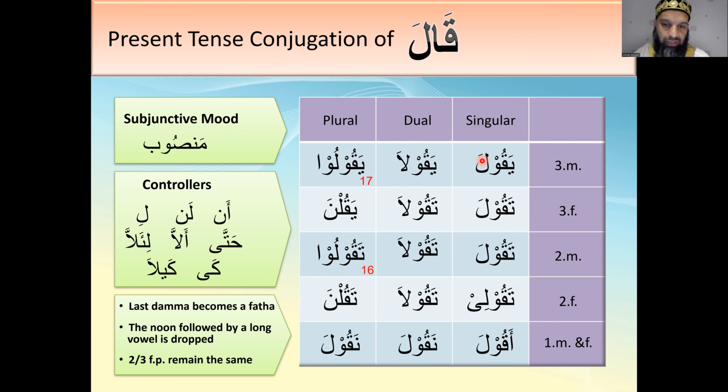Fantastic. It's good, right? Two sukoons. Remember what we said? Two sukoons, two jazms don't come together in Arabic. Something has to change. So this is a waw sukoon and a lam sukoon. Yaqul, but how are you going to say it? Because if you make this yaqul, you can't do it, right? So something has to happen.